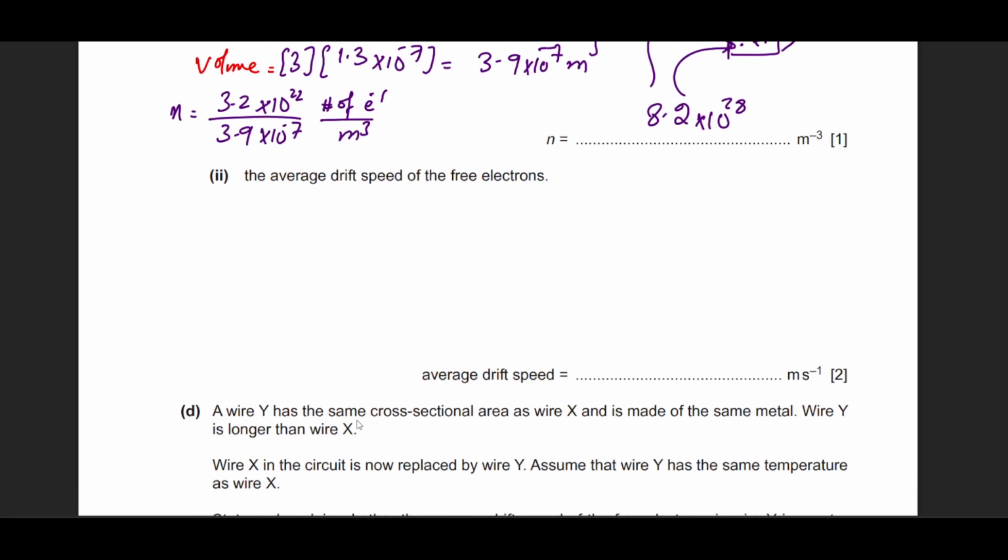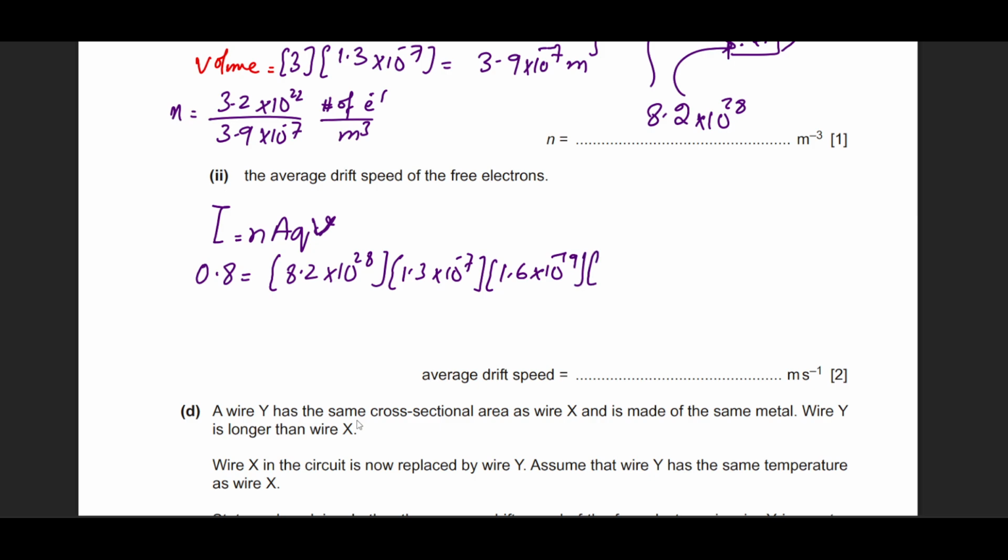The average speed or the drift speed of the electrons. So the formula is I equals NAQV, velocity, right? The current is 0.8. Charge density has been found as 8.2 into 10 raised to the power 28. The cross-section area is already known, 1.3 into 10 raised to the power minus 7. The standard charge is 1.6 into 10 raised to the power minus 19. We remember this. And now we can find the velocity. So velocity after algebra is going to come out as 4.69 into 10 raised to the power minus 4 meters per second, which comes as 4.7 into 10 raised to the power minus 4.